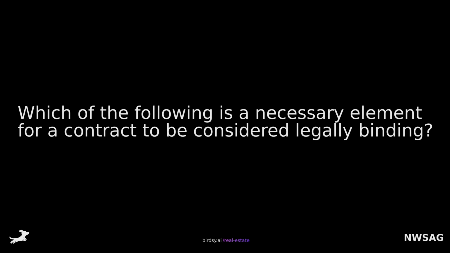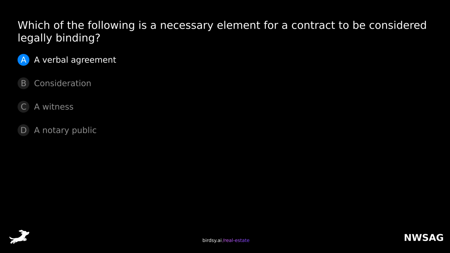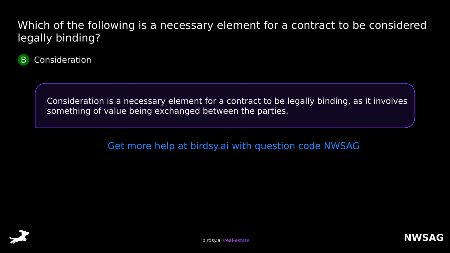Contracts. Contract elements and classifications. Which of the following is a necessary element for a contract to be considered legally binding? Is it A. A verbal agreement, B. Consideration, C. A witness, or D. A notary public? The answer is B. Consideration. Consideration is a necessary element for a contract to be legally binding, as it involves something of value being exchanged between the parties.